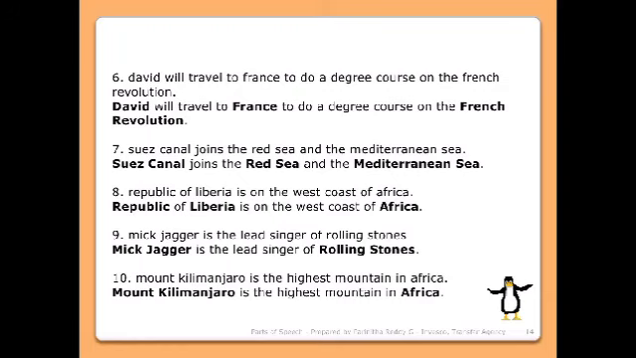Suez Canal joins the Red Sea and the Mediterranean Sea. In this sentence there are 3 proper nouns being used. So you would have to take care of each proper noun, and you would have to find first in a sentence how many proper nouns are being used, how many common nouns. You don't need to put the capital letter before the common noun, but you have to use the capital letter before the proper noun. Like Suez Canal, Red Sea, Mediterranean Sea. So there are the 3 proper nouns there.